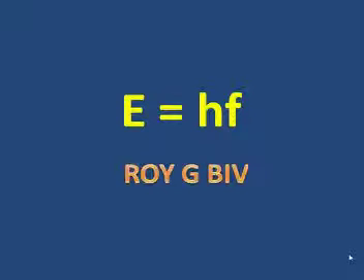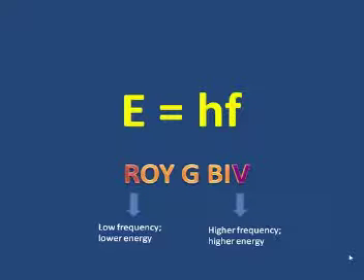Now, it's helpful to remember the little name Roy G. Biv, because that tells us the color of light in the rainbow. Red, orange, yellow, green, blue, indigo, violet. Red is on one side of the spectrum, and the violet or purple is on the other. Red, the very important, is low frequency, low energy, and the violet is high frequency, higher energy light.